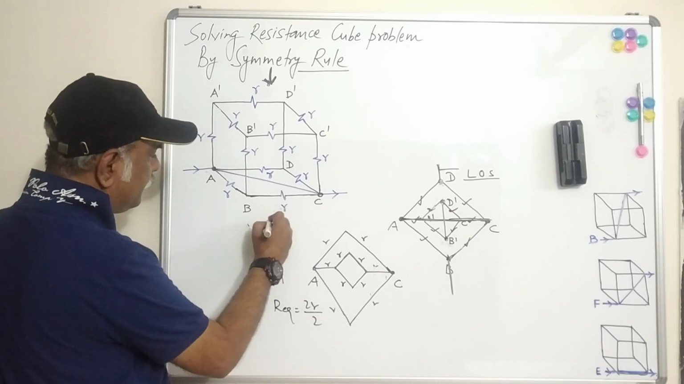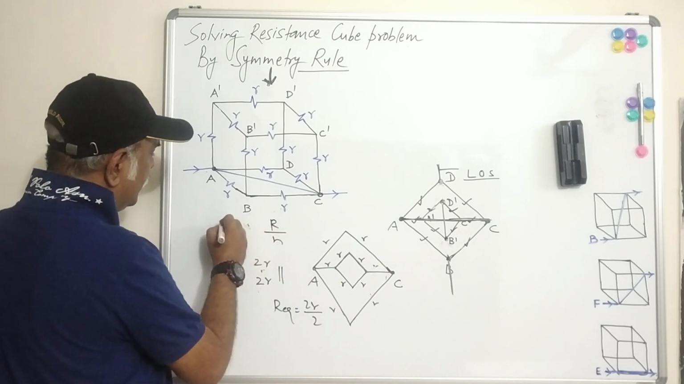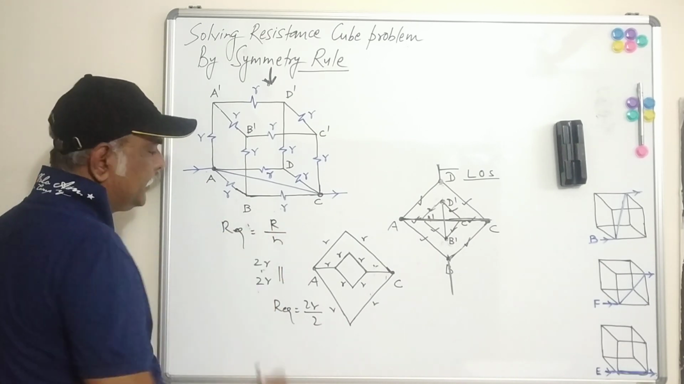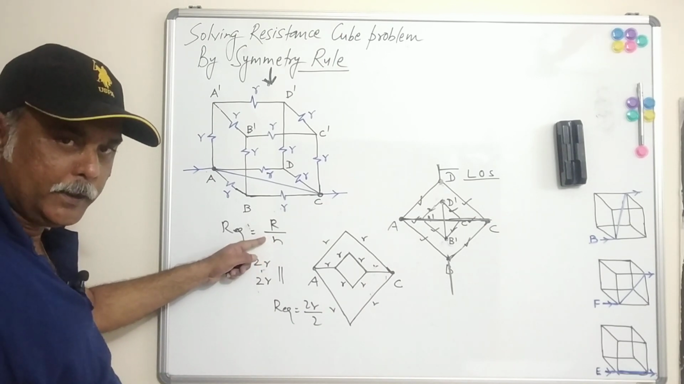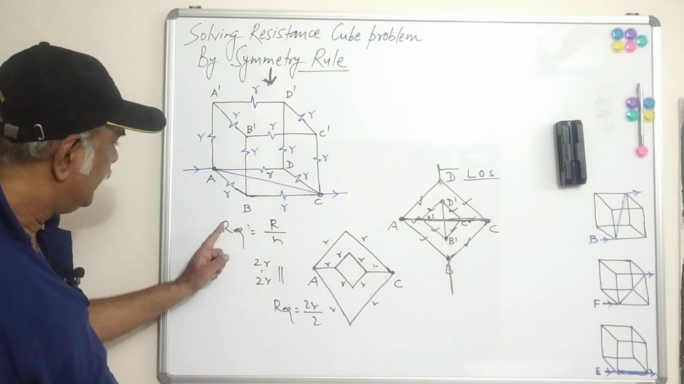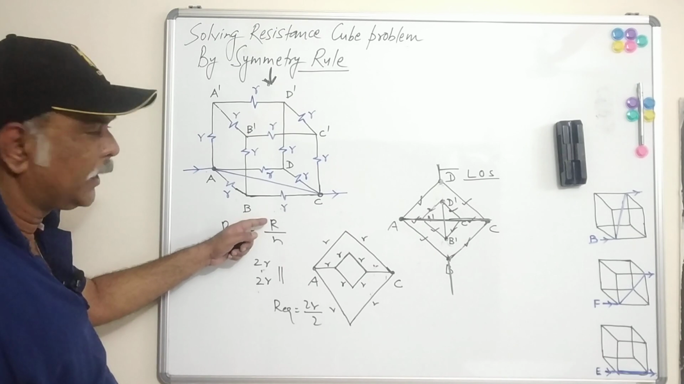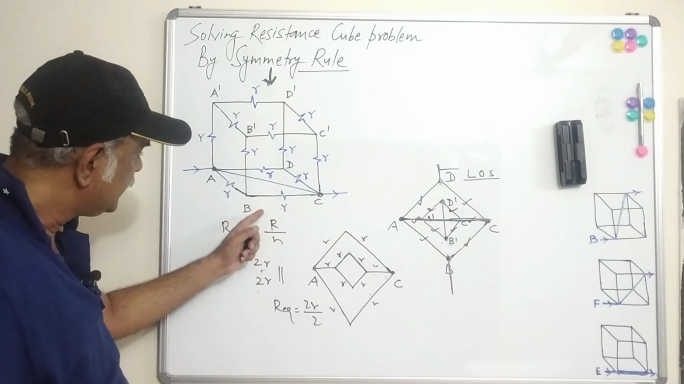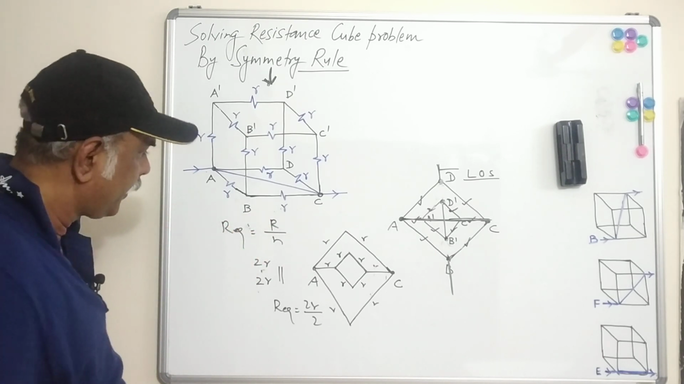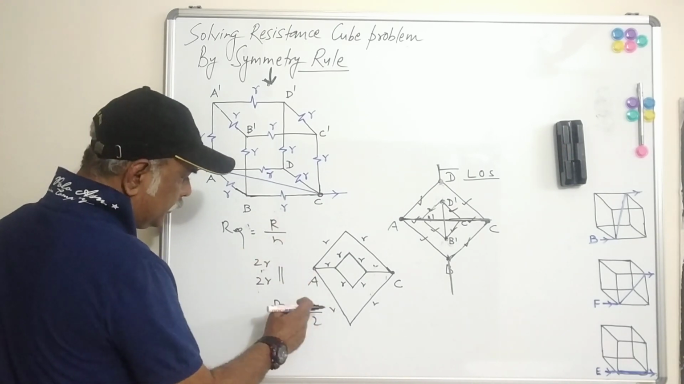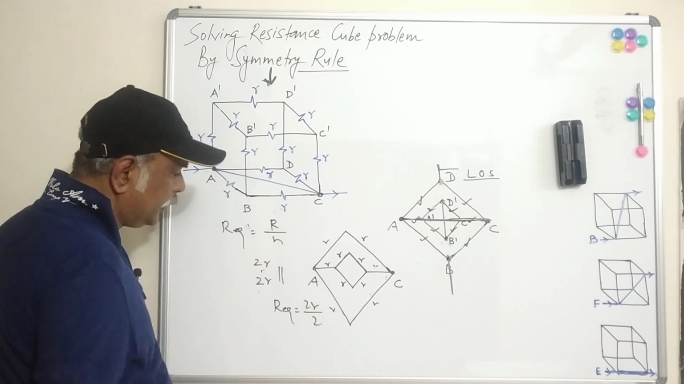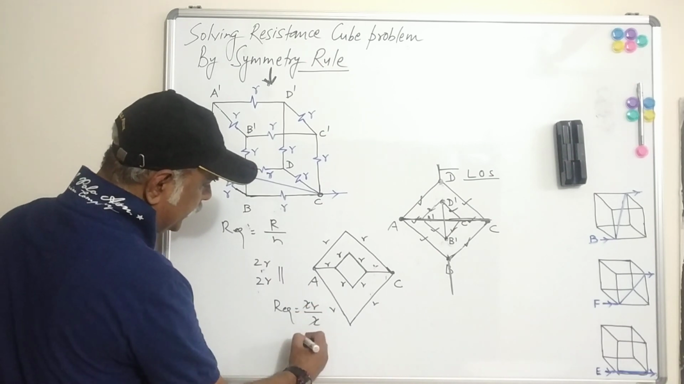You simply remember the formula R by N for R equivalent in parallel. If N similar resistances are connected in parallel, then the equivalent resistance is given by this formula, that is R by N. So 2R, 2 times, so 2R divided by 2. That gives you straightaway R.